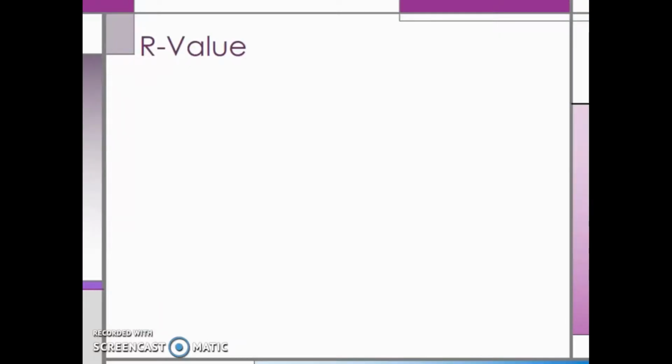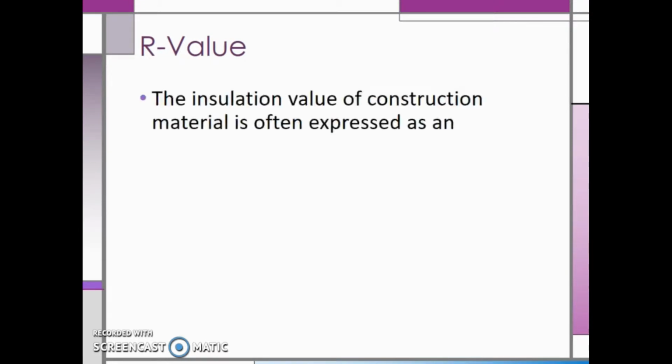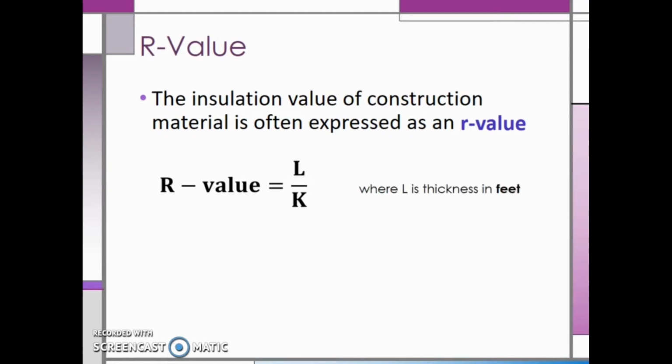In the previous video, we looked at heat transfer. The last thing we are going to discuss in relation to heat transfer is the R value. The insulation value of construction material is often expressed as an R value. To find the R value, we take L divided by K, where L is the thickness in feet and K is the thermal conductivity.